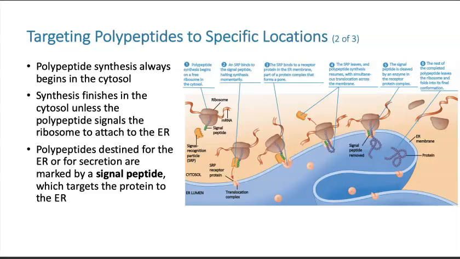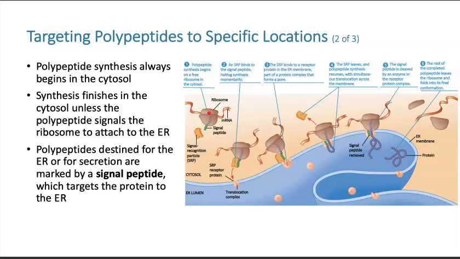Polypeptide synthesis always starts in the cytosol, and this process is going to continue in the cytosol unless that ribosome is signaled by the messenger RNA to head towards the endoplasmic reticulum. If that signal happens, then it will finish up by putting that protein into the inside of the endoplasmic reticulum. So again, it always starts in the cytosol. It always starts at a ribosome floating around there in the cytoplasm.